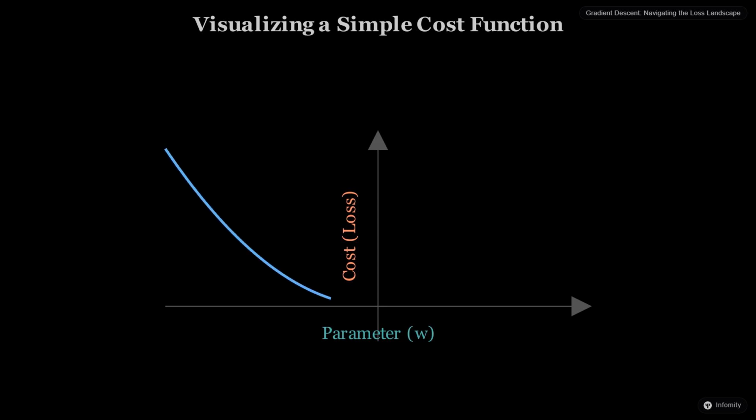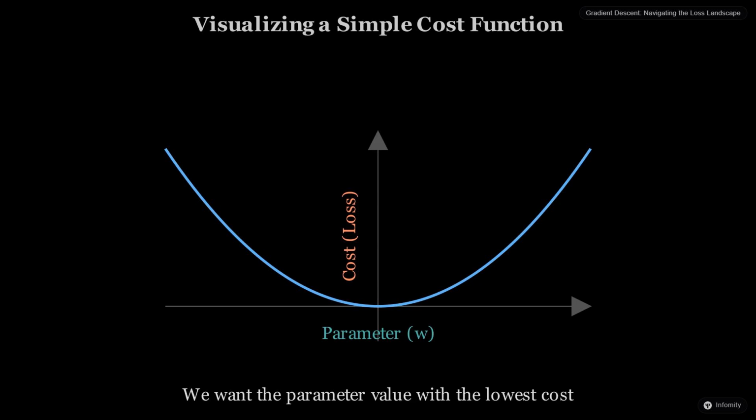To make this more concrete, let's visualize a simple cost function or loss function. Imagine our model only has one adjustable parameter, which we can represent on the horizontal axis. The vertical axis shows the loss or error associated with that parameter value. Our goal is to find the parameter value that results in the absolute lowest loss, the bottom of this curve. This simple parabolic shape is a common starting point for understanding optimization.